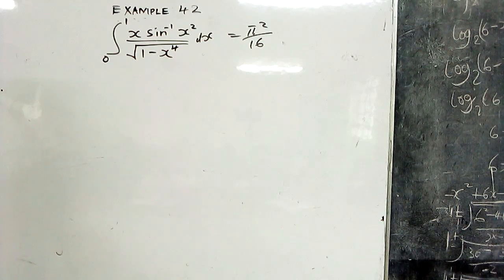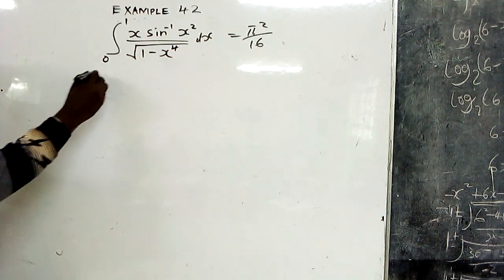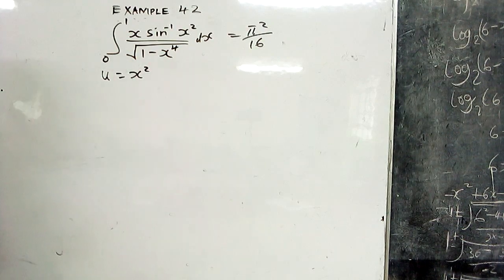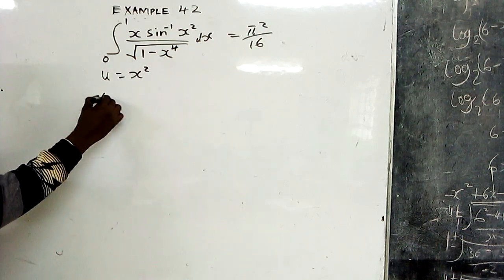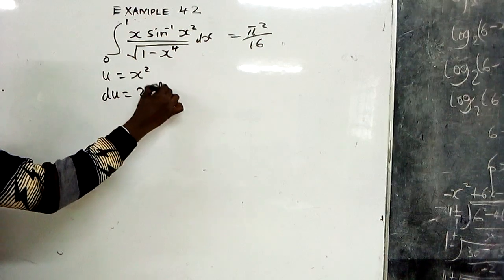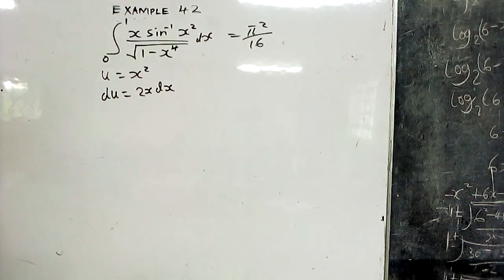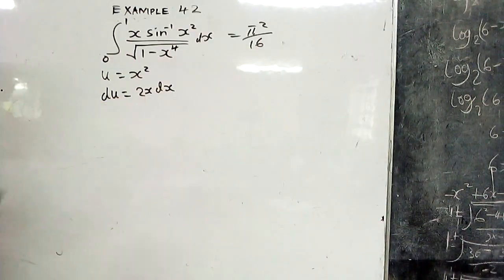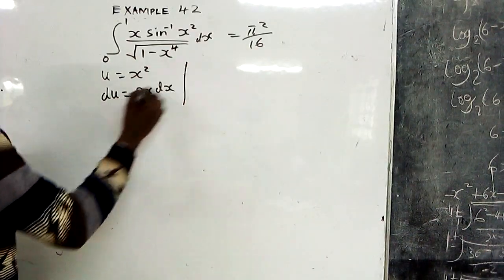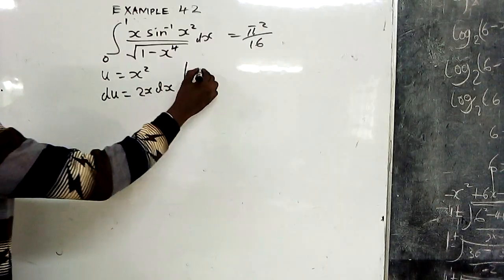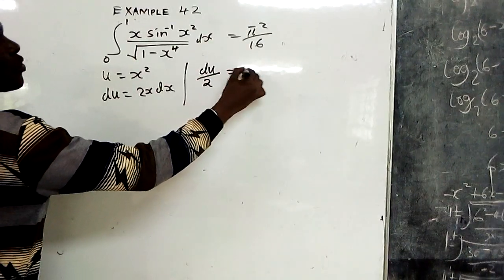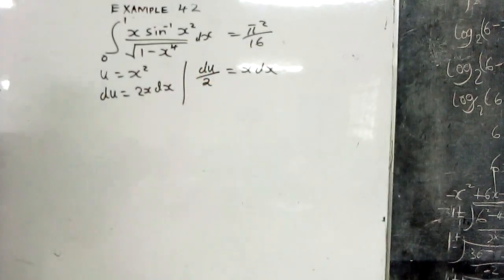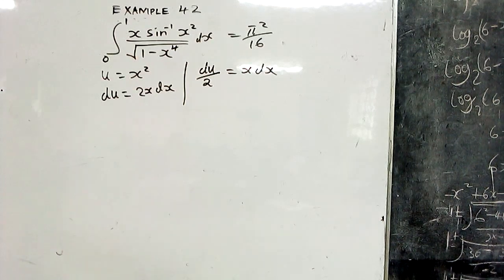Are we together there? So you've been told to take u to be x squared. It means when you differentiate u with respect to x, you get du is 2x dx. Meaning x dx is going to be du over 2, if you divide both sides by 2. So where you see x dx, you are going to put du over 2, isn't it? Are we together? You go on.